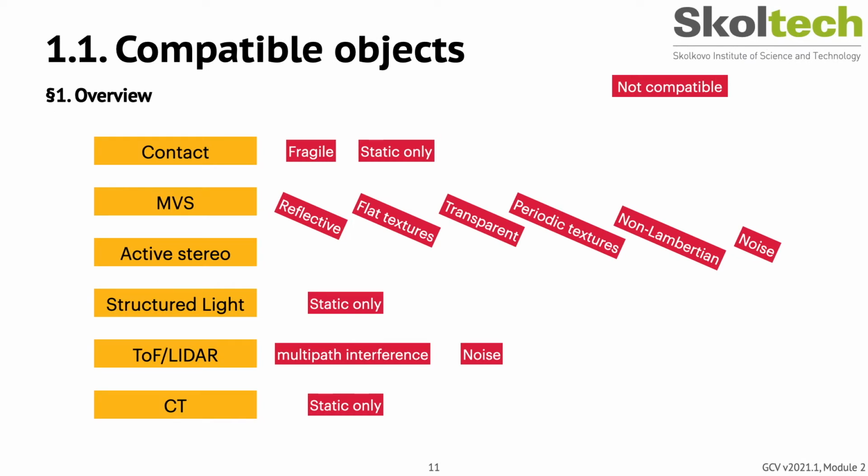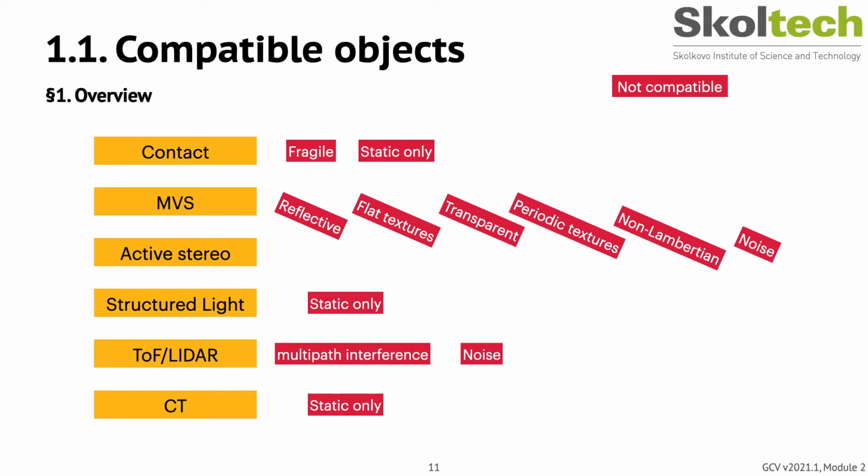Most scanning methods have limitations in terms of which objects can be effectively scanned, or if they can be scanned at all. For instance, contact methods, such as coordinate measuring machines, are commonly not used with fragile or moving objects. Passive optical scanning methods, such as multiple view stereo, have trouble with reflective or transparent objects, textureless objects, such as flat white walls, or objects textured by periodic patterns.